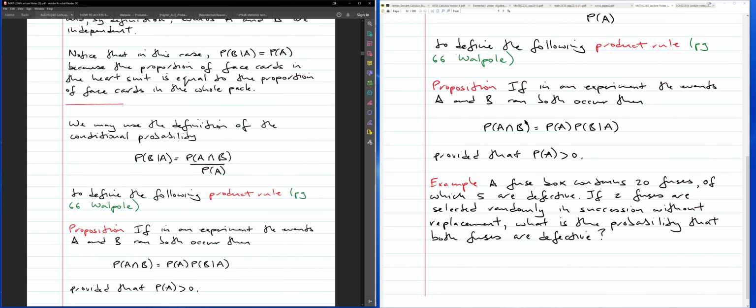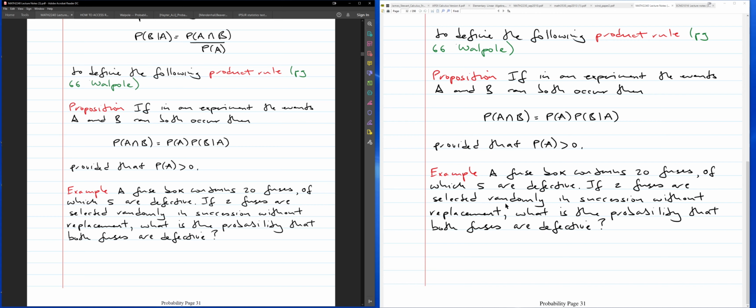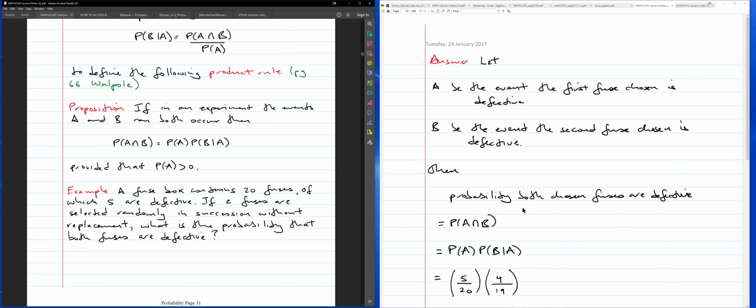So let's use this product rule to work out this example. We could work this example out in a variety of ways. You could in fact use combinations or permutations, but what we want to do is use this product rule. So we have a fuse box with 20 fuses, 5 of which are defective, and we're choosing 2 fuses in succession without replacement. What we want is the probability that both fuses are defective.